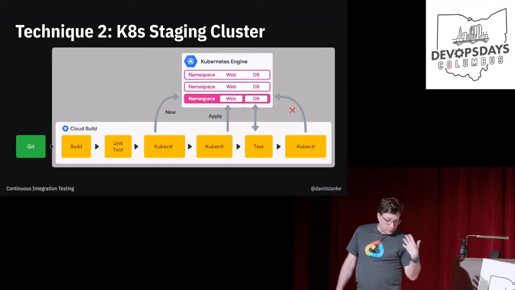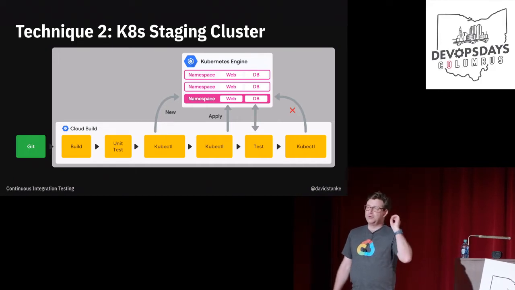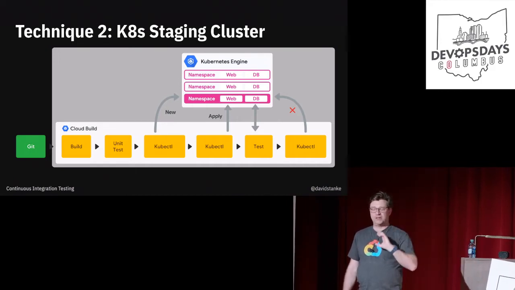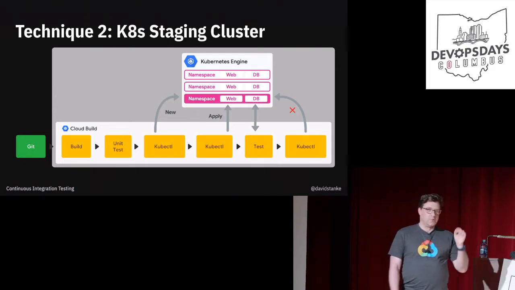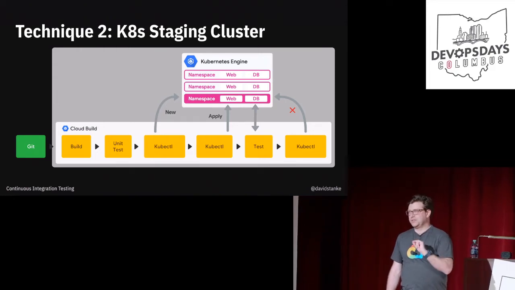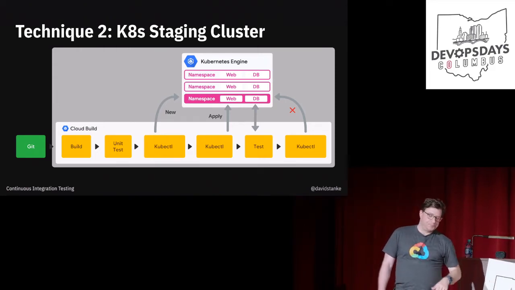So in this case, we're going to do our build, and then we're going to create a namespace within our shared cluster, deploy our services into it, run the test, and at the end, we destroy the namespace. And one nice thing about Kubernetes namespaces is if you destroy the namespace, everything in it disappears. Modulo, I just learned this afternoon, certain persistent volume mounts. We're going to gloss over that.